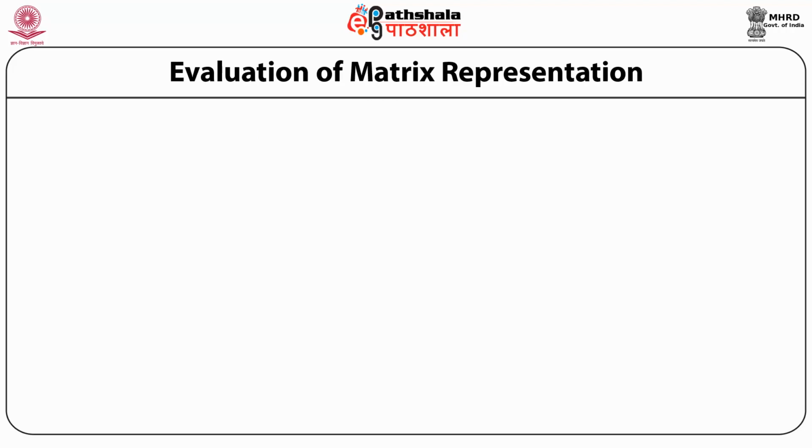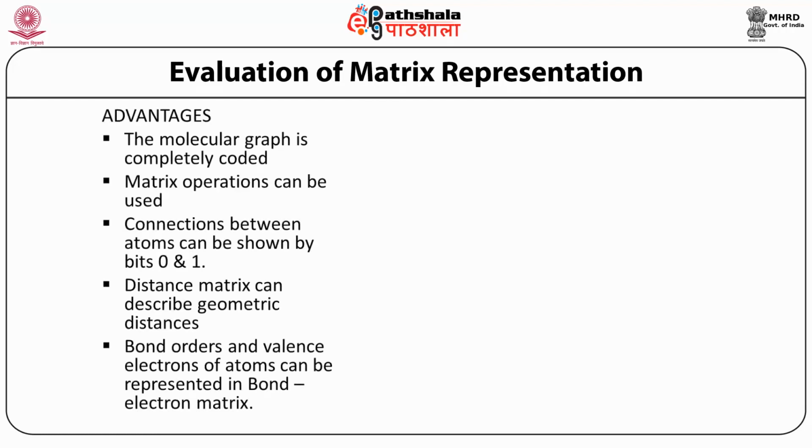Now comes the representation and matrix evaluation for representation. There are a lot of advantages, as is known to all of us. One is that it can be completely coded. This is the advantage of having matrix representation as well as graph representation. Matrix operations can be used on matrices very easily, so you can have overlaps, you can have similarity, etc. It can also be pictured because you have bits of 0 and 1, and it can be done very fast.